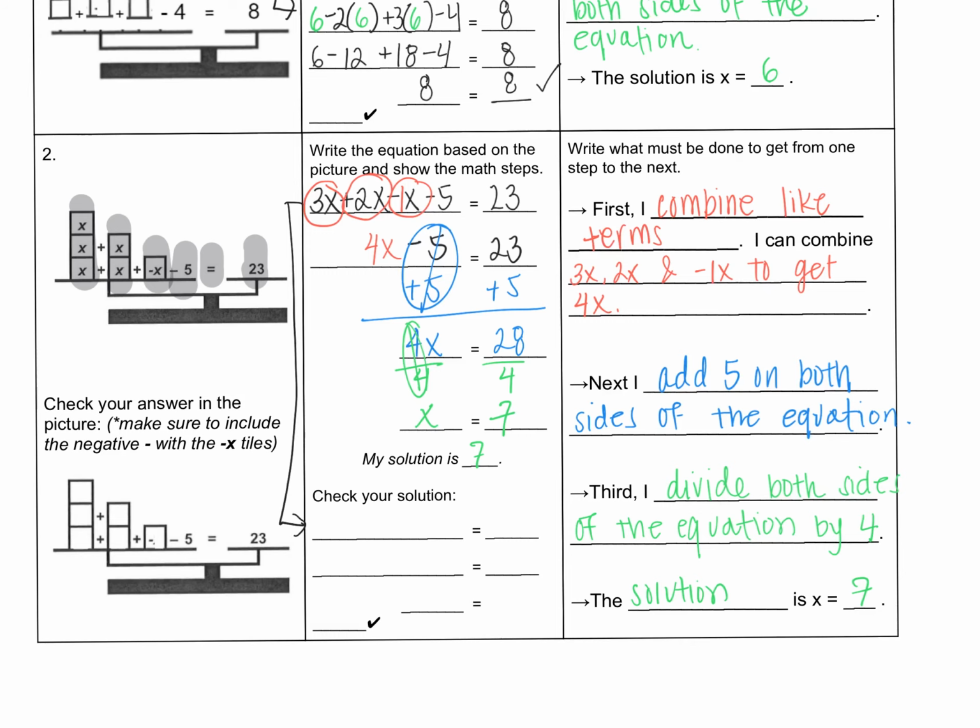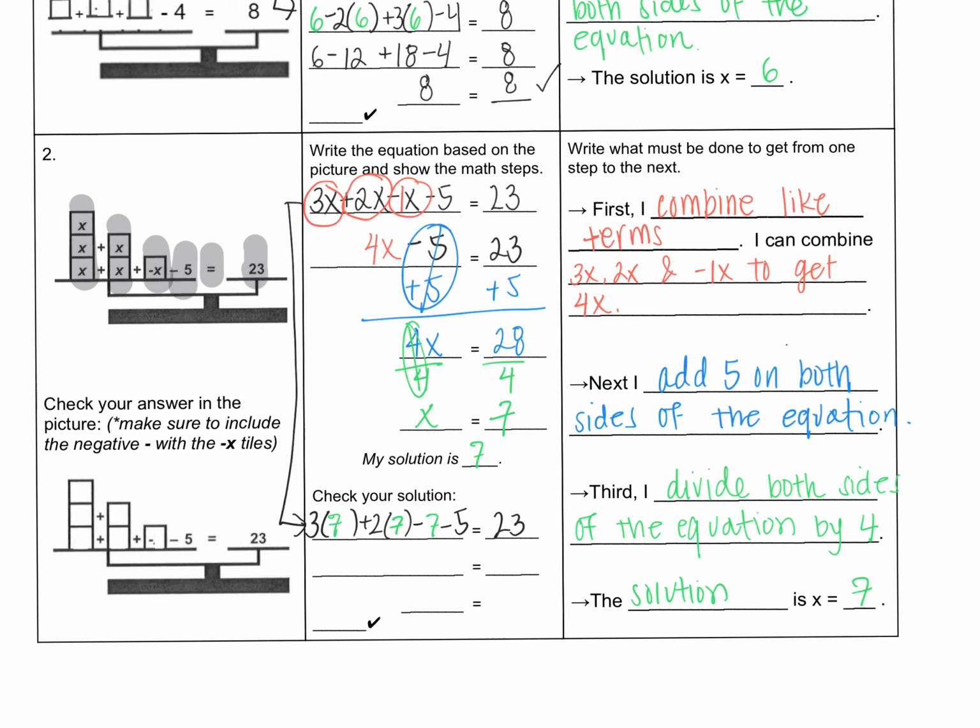Now that I have my solution, I'm going to check it by using the equation I wrote above. But instead of x, I'm going to write my solution, 7. I'm going to write 3 times 7 plus 2 times 7 minus 7 minus 5 equals 23.